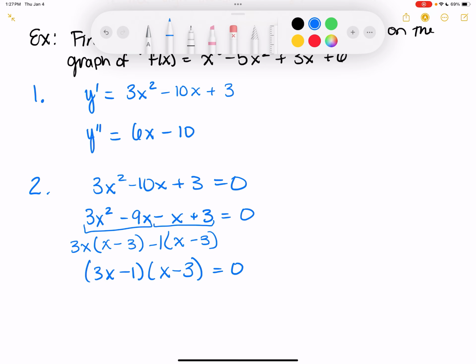But so now we set them both equal to 0. So then it's x equals 1/3 and x equals 3. All right, so what are these? Critical points. I wasn't done writing, so I didn't even take a chance. Stealing your thunder.